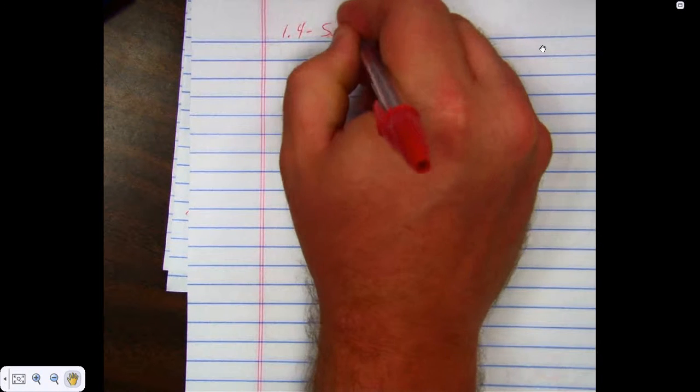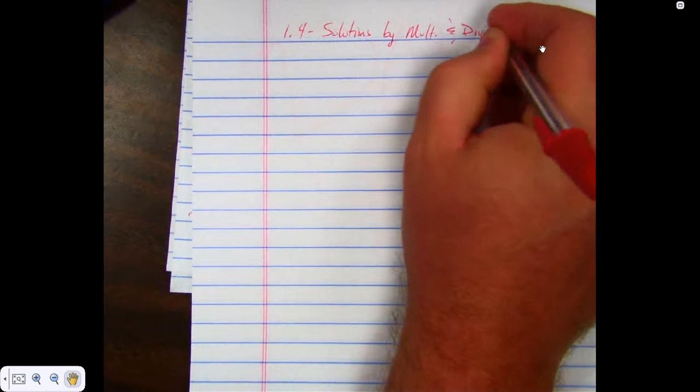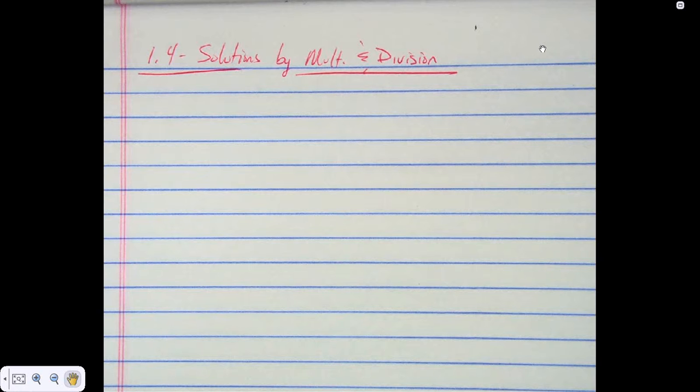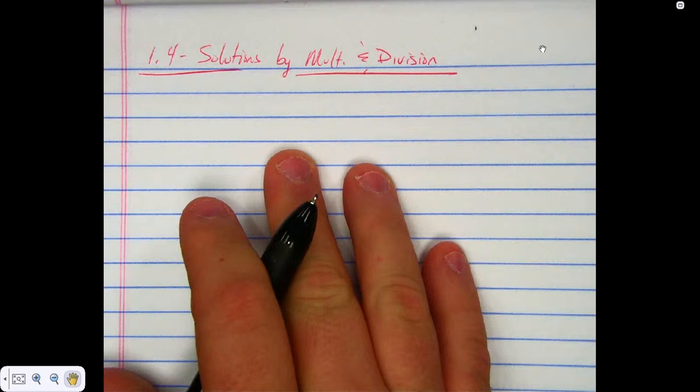1.4 solutions by multiplication and division. Shouldn't be a whole lot to go over here. Once again, this is a review, a very hard review actually, things that you've already done. It's the same concept, even though we did an example like it yesterday. Whatever you do to one side, you have to do the same thing to what? The other. To the other.